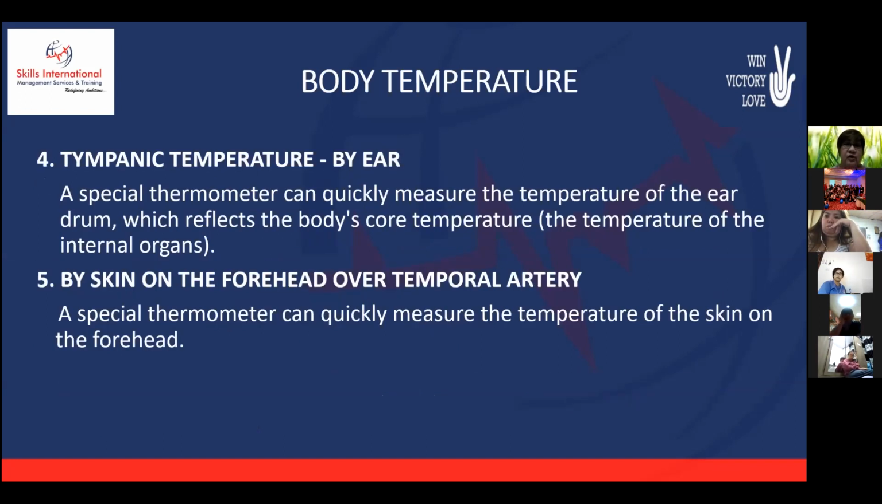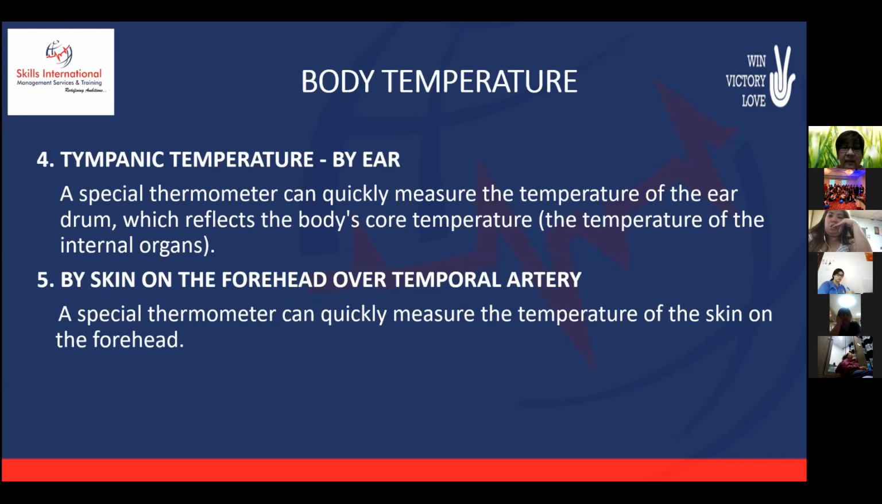Tympanic temperature is taken by ear, and a special thermometer can quickly measure the temperature of the eardrum, which reflects the body's core temperature. Yung pag sinabi niyang core temperature, included dun sa mga internal organ natin. So nadidetect niya yung init doon sa internal organs. So yung tympanic temperature by ear.